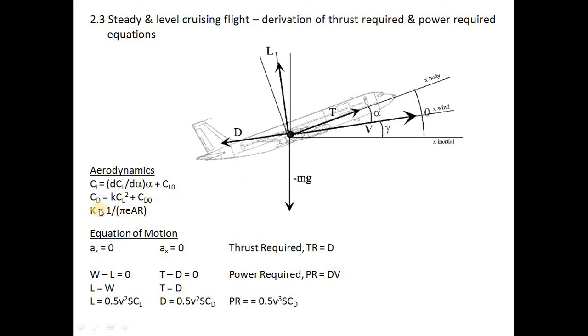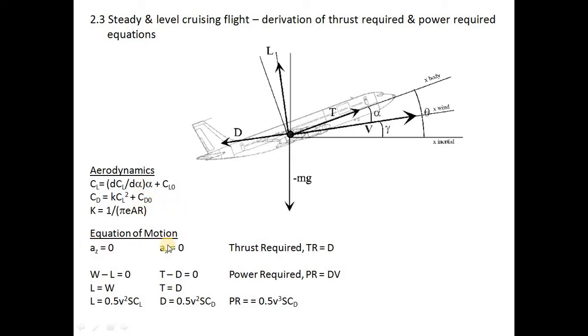Second is the drag coefficient, CD, because CD is K CL squared plus CD naught. K is 1 over pi E aspect ratio, where pi is pi, E is the efficiency, and aspect ratio is the aspect ratio of the wing of the plane. And CD naught is the drag coefficient at zero lift, or parasite drag.